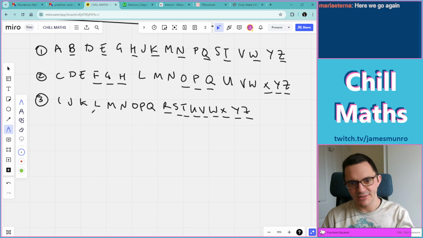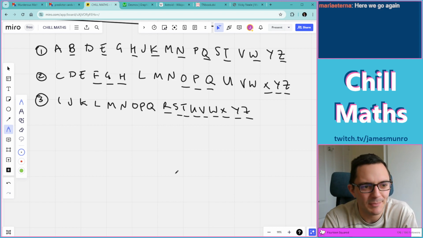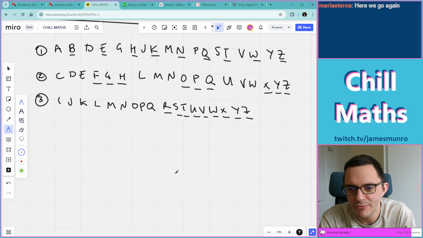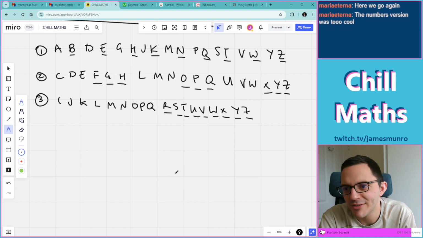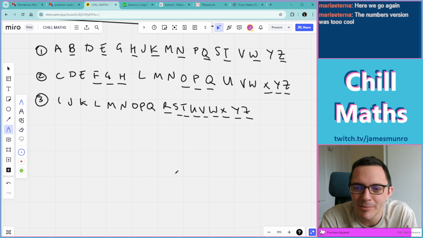Advantages. Looks weird. Nobody would think of using trinary for these. We've done a kind of simple number to letter substitution. The numbers version was too cool. Oh no, we're on letters. We're on letters. And some of them are underlined. Or maybe they can be in bold.